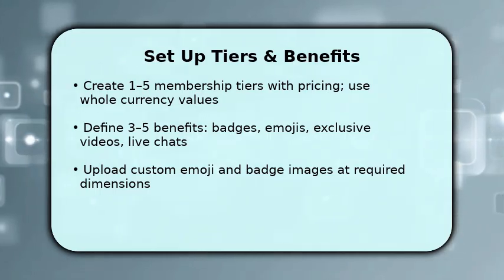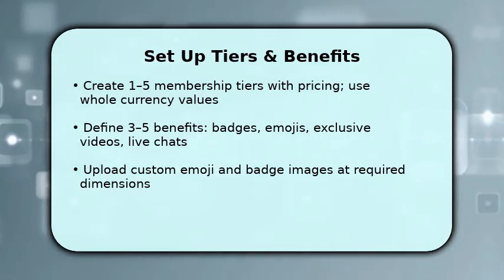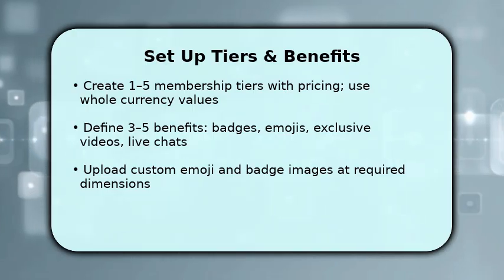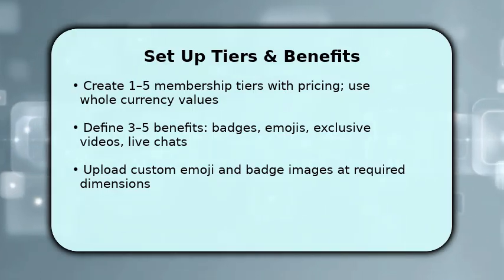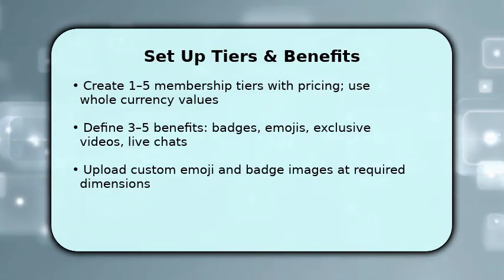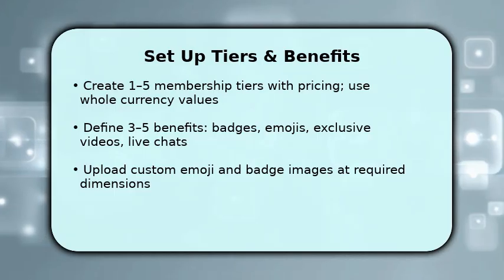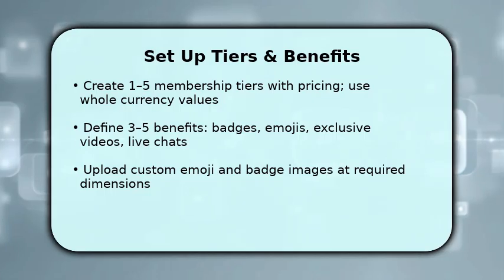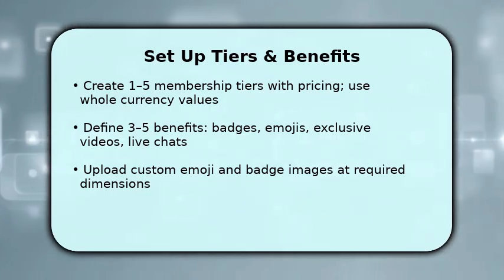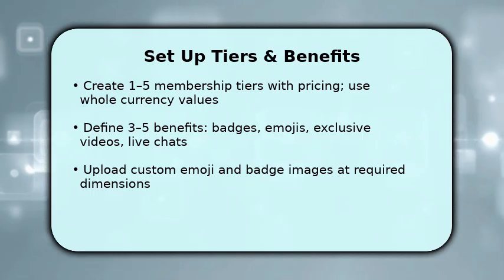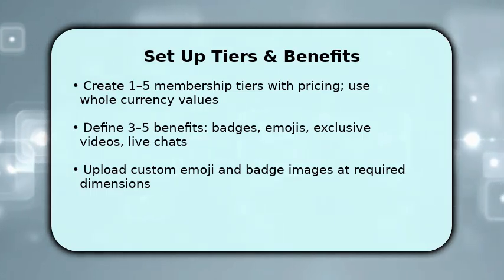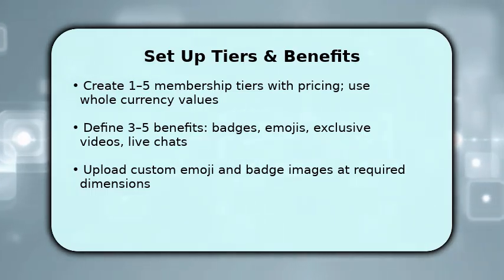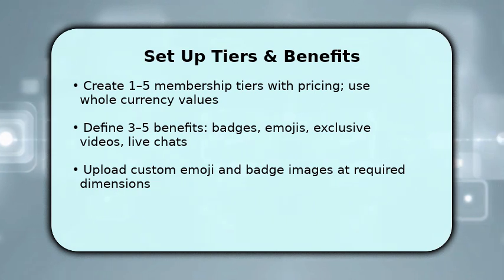You should add 3 to 5 benefits per tier. Badges, custom emojis, exclusive uploads, and members-only live chat work well. Make sure images meet YouTube's dimensions and file rules, otherwise uploads fail. Then write concise benefit descriptions so viewers know what they're buying. After you configure tiers and assets, save and preview your membership page to confirm layout and wording before final submission.